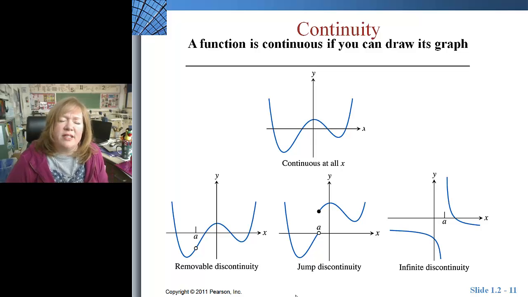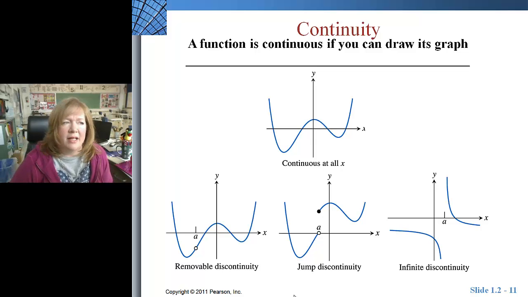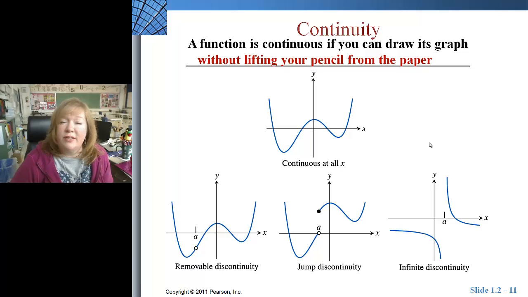Now, continuity is a very simple concept. All I have to know is that a function is continuous if you can draw its graph without lifting your pencil from the paper. So right here, if I were to draw this graph, I could draw right along the graph without lifting my pencil up. It's a continuous function. Continuous functions come into play in calculus. In order to do certain operations, we have to know whether a function is continuous on a certain interval.